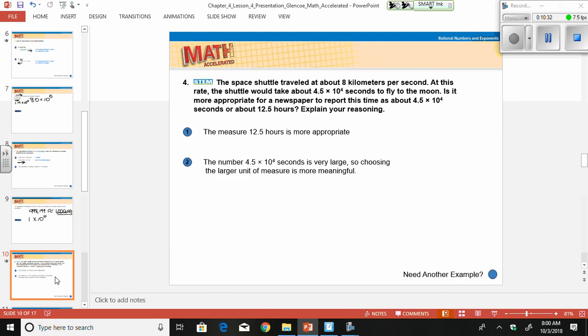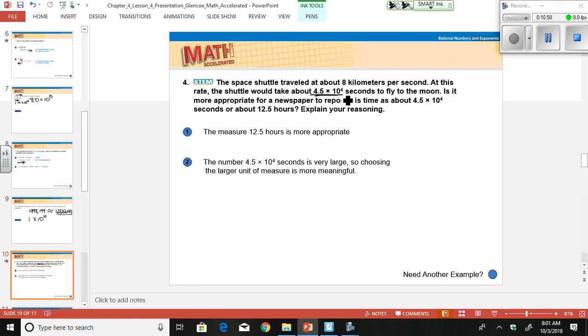The space shuttle travels at about 8 kilometers per second. At this rate, the shuttle would take about 4.5 times 10 to the 4th seconds to fly to the moon. Is it more appropriate for a newspaper to report this time as about 4.5 times 10 to the 4th seconds, or about 12.5 hours? Explain your reasoning.